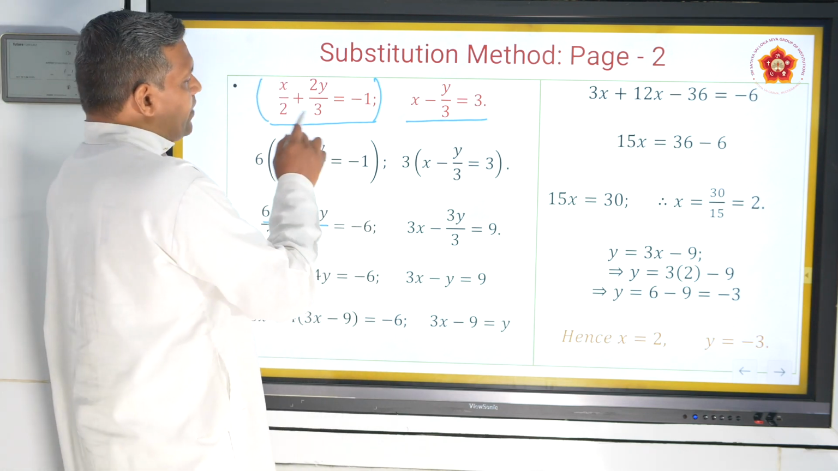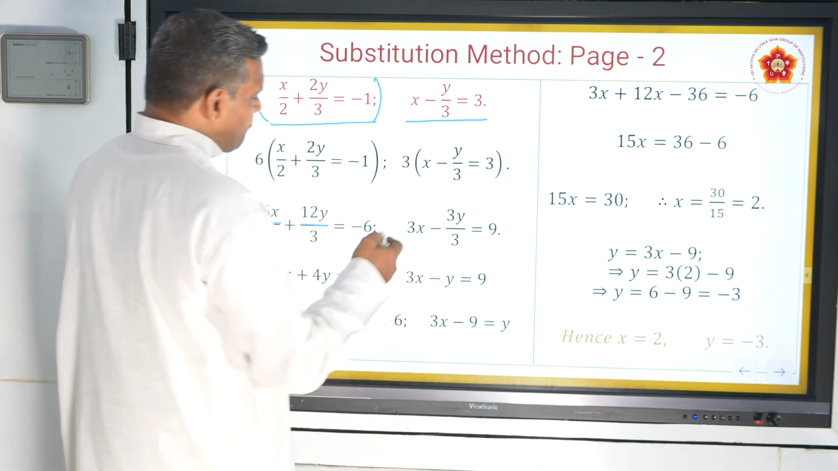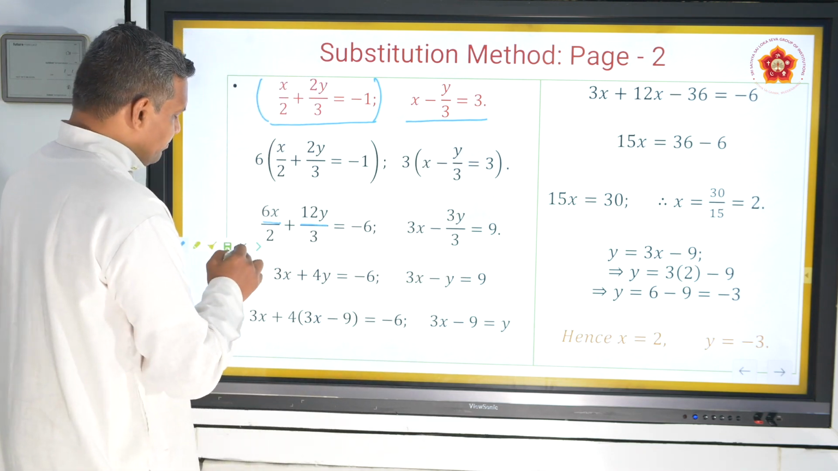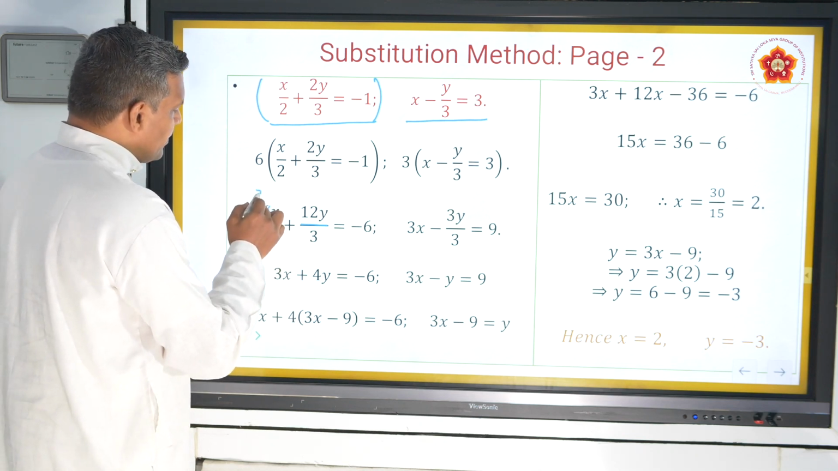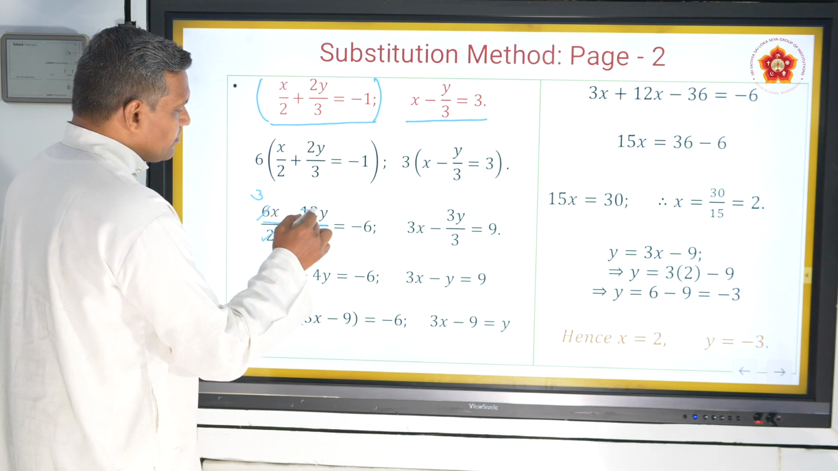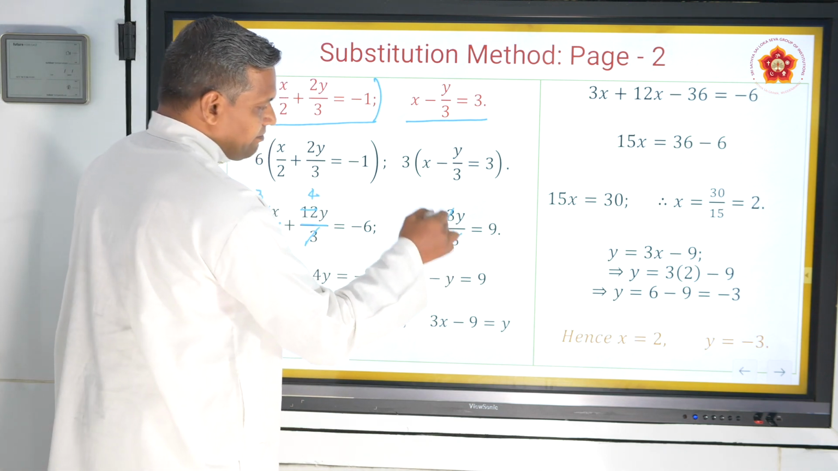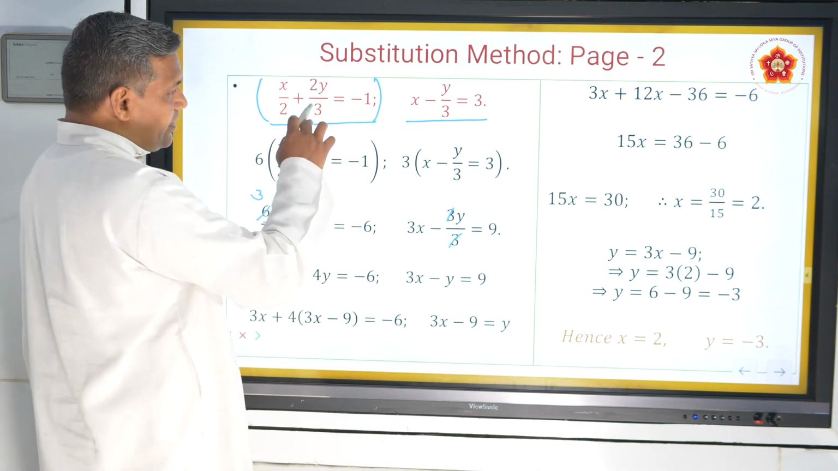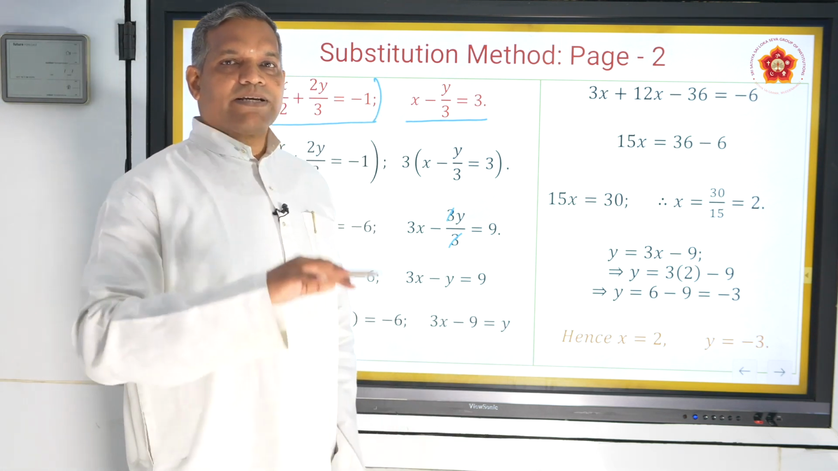Now what you have to do: find the LCM, multiply the whole equation. After doing that, see what happens. 2 1s are, 2 3s are, you can cancel. 3 1s are, 3 4s are, you can cancel. And the moment you come here, 3 cancels with 3. Now these devilish equations, I'm sorry to use that word, but these scary equations become very easy.